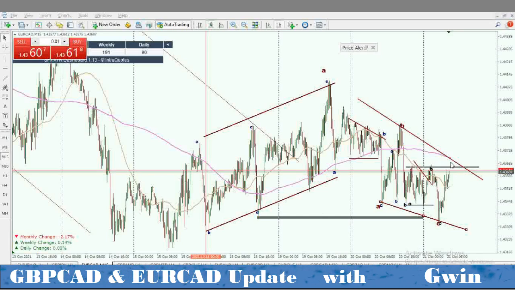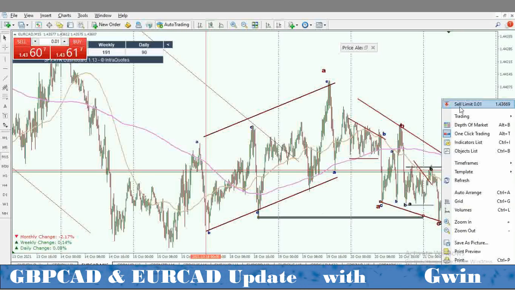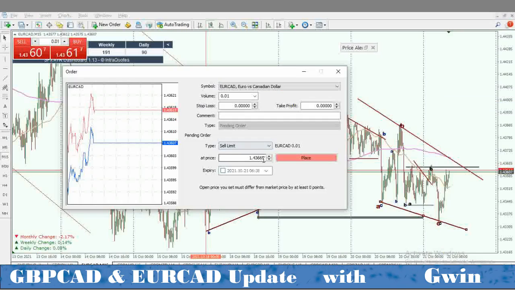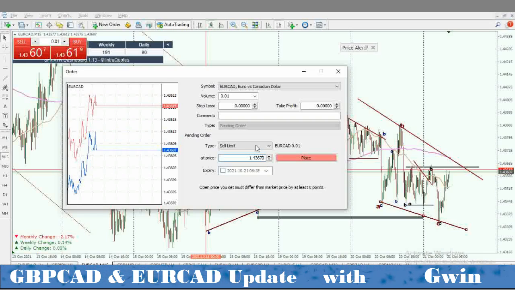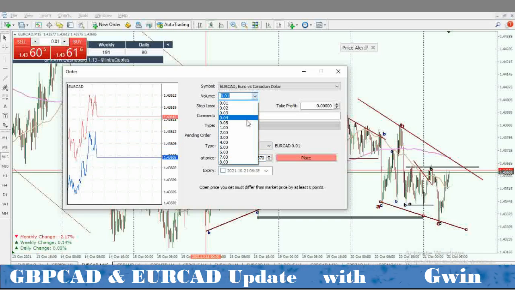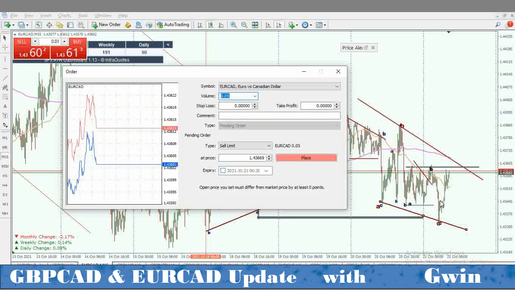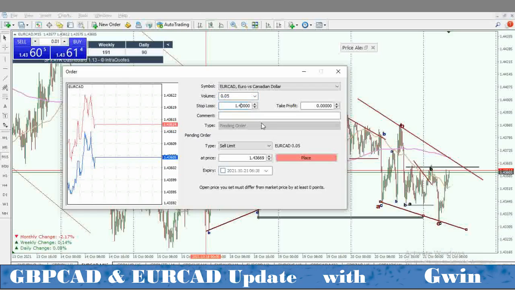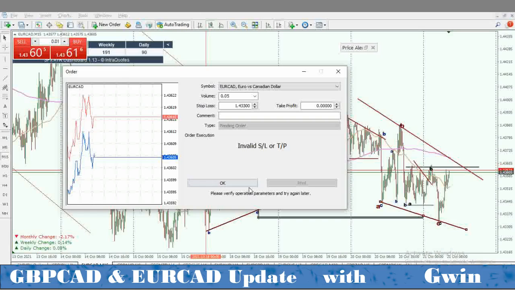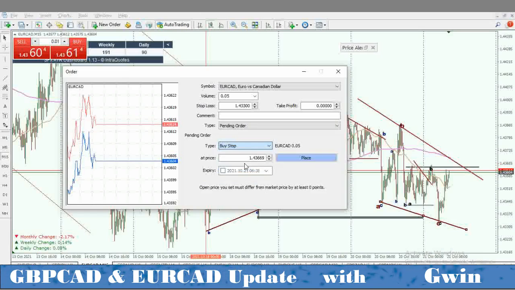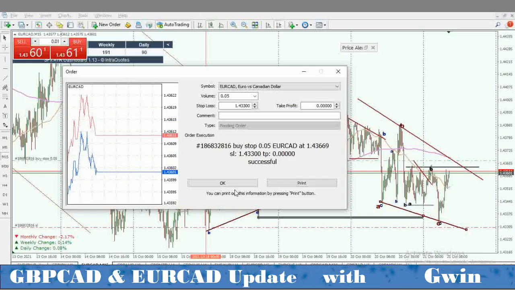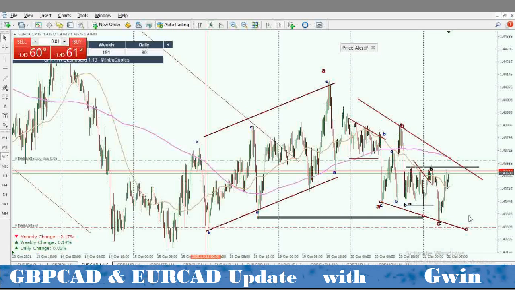I'm going to put up a pending buy stop at price 1.437, and I'm going to put my stop loss below the previous leg, 1.433. Okay, let's go change this. So now I have a buy stop.